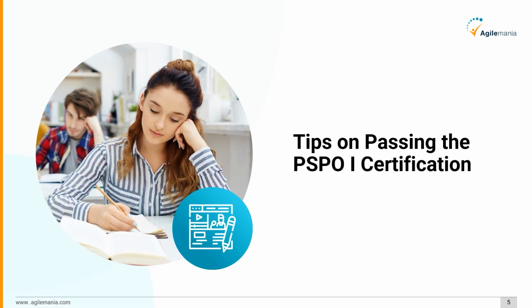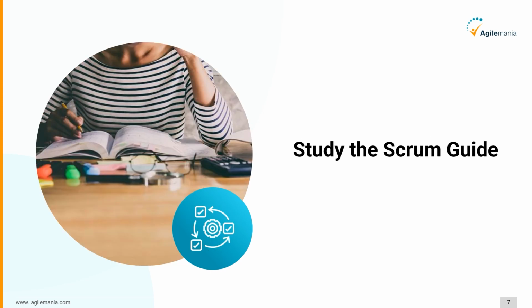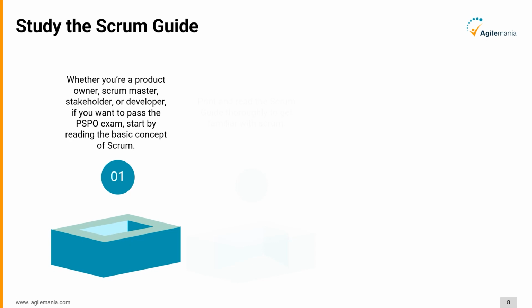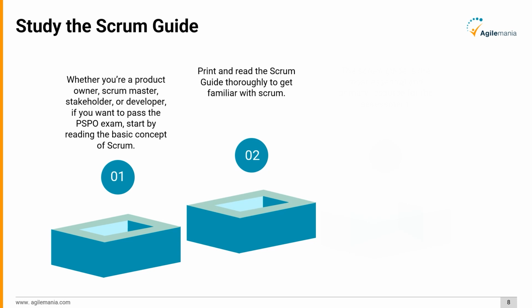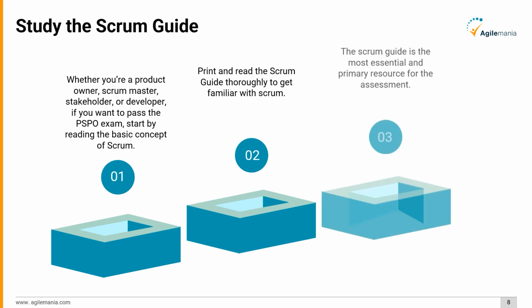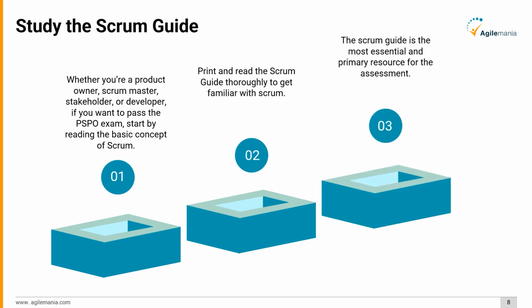Tips on passing the PSPO 1 certification. 1. Study the Scrum Guide. Whether you're a product owner, Scrum Master, stakeholder, or developer, if you want to pass the PSPO exam, start by reading the basic concept of Scrum. Print and read the Scrum Guide thoroughly to get familiar with Scrum. The Scrum Guide is the most essential and primary resource for the assessment.